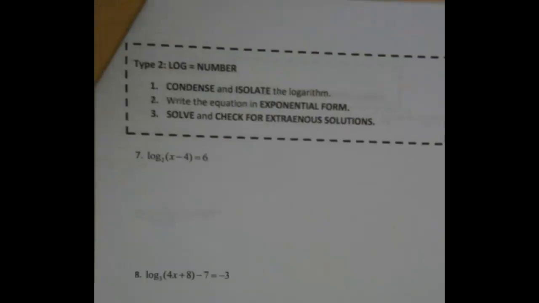All right, so the second type of logarithmic equation that we need to solve is type 2. Type 2 is when you have a log equal to a number. So if you look at all of the questions that you have here, you have some type of log on the left-hand side equal to some number on the right. For this section, we're going to go through a few steps.